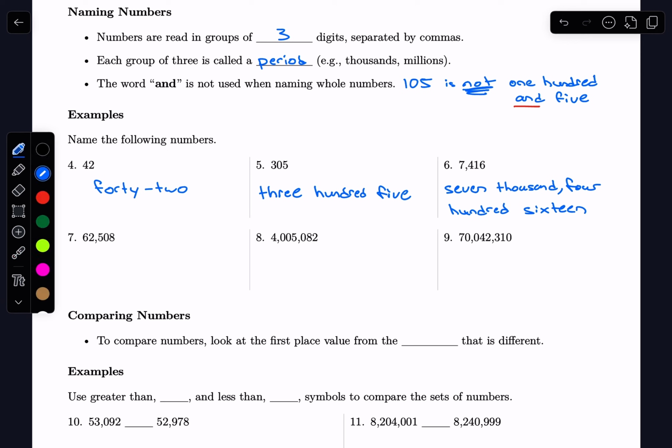Okay, next one. Number 7, we have 62 in front of a comma. So I'm going to write 62 as if it was just the number 62. But then when I get to that comma, I'm going to name that period, which in this case is 1,000. So it's 62,000 and comma, 508 is 508.